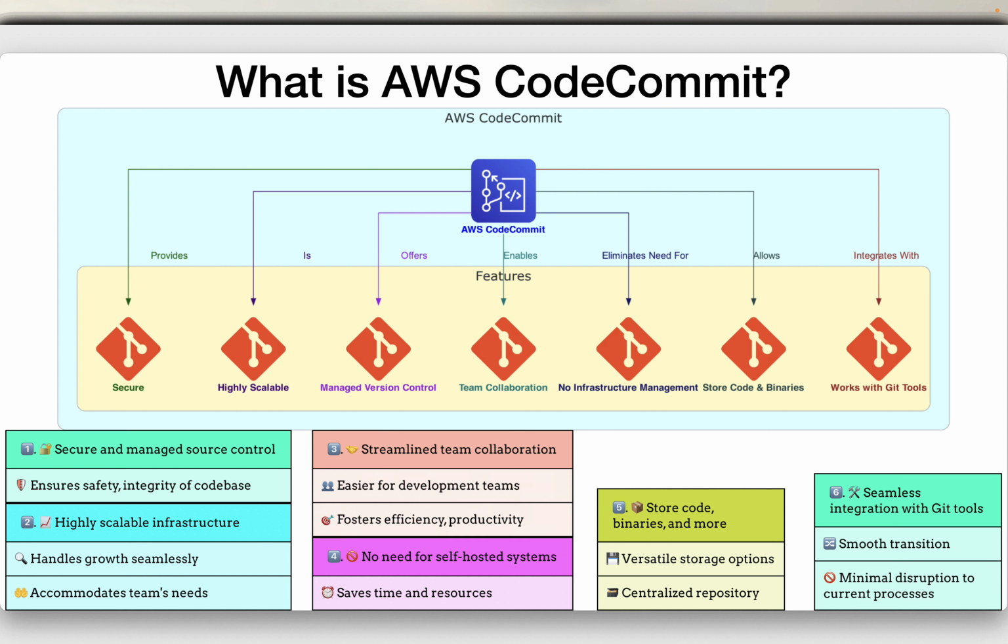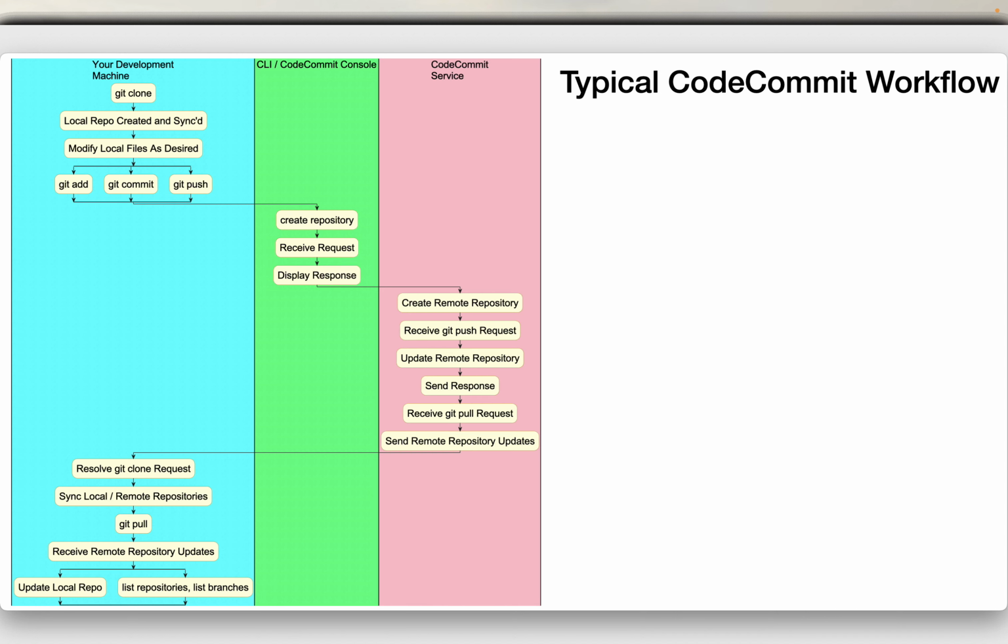CodeCommit works seamlessly with your existing Git tools, enabling a smooth transition and minimal disruption to your current development processes. So in short, CodeCommit is a direct competitor and replacement to GitHub. If you are already using GitHub, you can continue to use other AWS services like CodeBuild and CodeDeploy. But if you are starting from scratch, you have the option to use CodeCommit as your primary version control system.